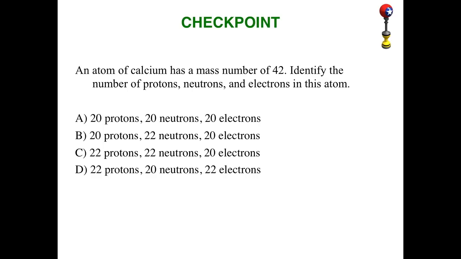Final checkpoint here. An atom of calcium has a mass number of 42. Identify the number of protons, neutrons, and electrons it has. Calcium is atomic number 20, so it has 20 protons and 20 electrons. The number of neutrons is calculated from the mass number minus its proton count. So 42 minus 20 is 22. Answer is B. Very good.